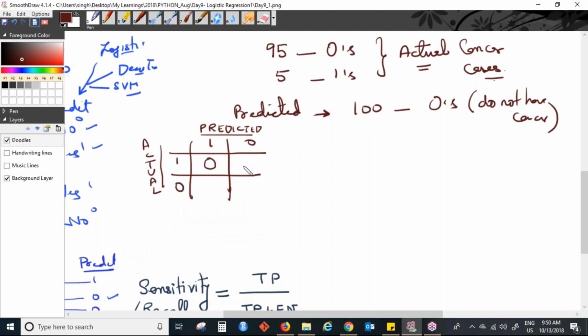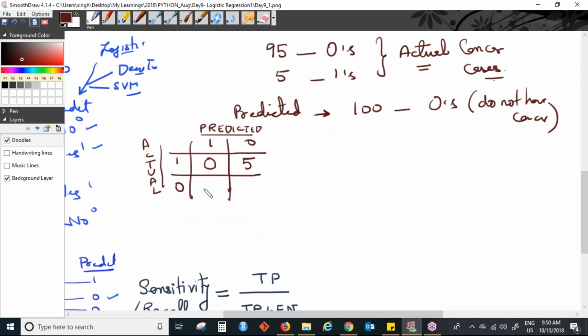What will be this number? 0, 5, 5. Yes, this will be 5. This will be 5 because there are 5 actual ones, but I am saying 0. I am saying 0 to everybody. But out of that, 5 are actually ones. So this will be 5.